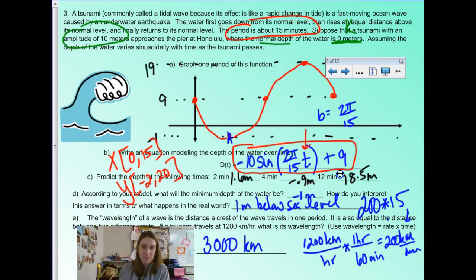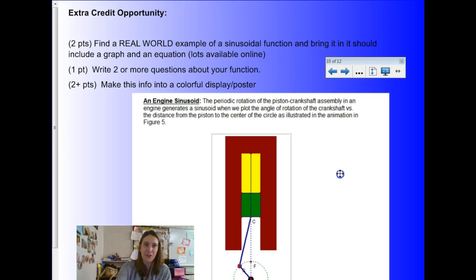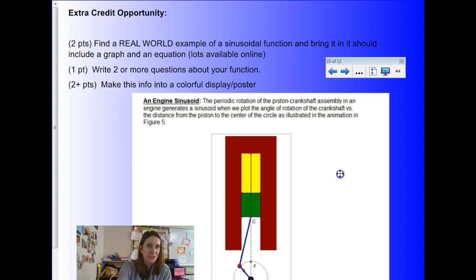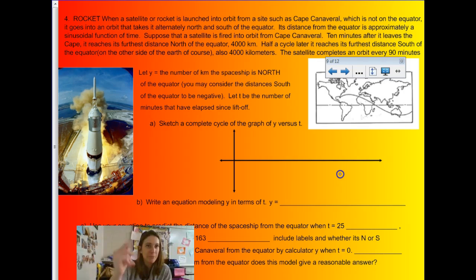Oh boy. All right. Let's see. Extra credit opportunity. Nah, maybe not. All right, so there is one more question. Oh, there it is. I missed it. We have a rocket.